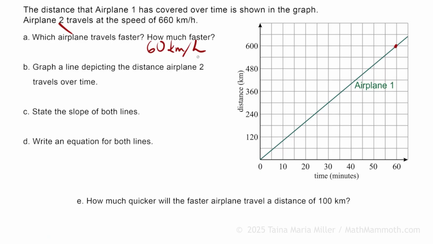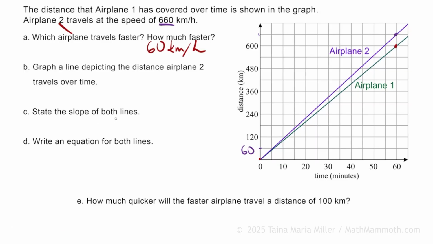Then graph a line depicting the distance airplane 2 travels over time. To graph a line you need 2 points, and then you can draw it. One point is right here, 0, 0. And the other point, you could look at the 1 hour mark, for example. 1 hour, and then 660 kilometers in that time. Where's 660? The scaling here, if this is 120, then this is 60. So each unit is 60. So from 600 over here would be 660. So right there would be the point. And then draw a line like that.